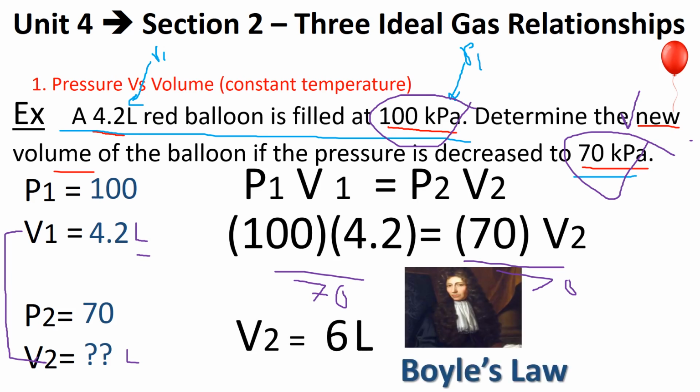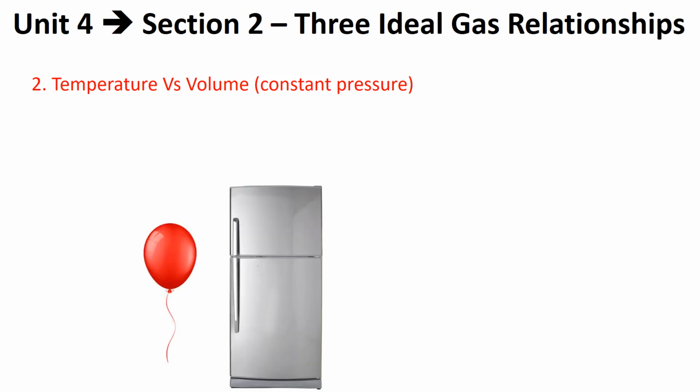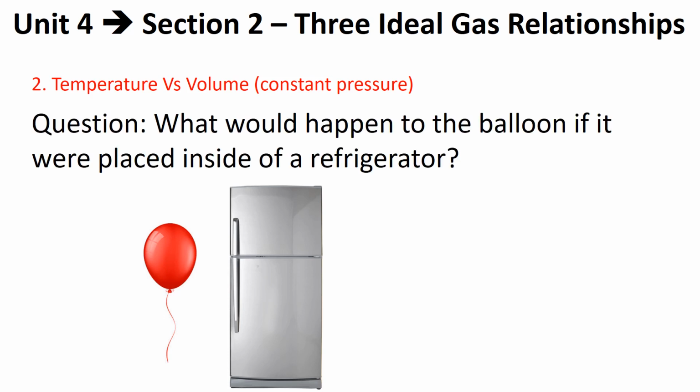Boyle's law, PV, Boyle's law. Let's look at the second one. Here, we're now doing temperature versus volume at a constant pressure. So I want you to think about that big red balloon and a refrigerator. And what we're going to do with that balloon is we're going to shove it in. So what would happen to the balloon if it were placed inside of the refrigerator? So think about that. You put the balloon in, it gets really cold.